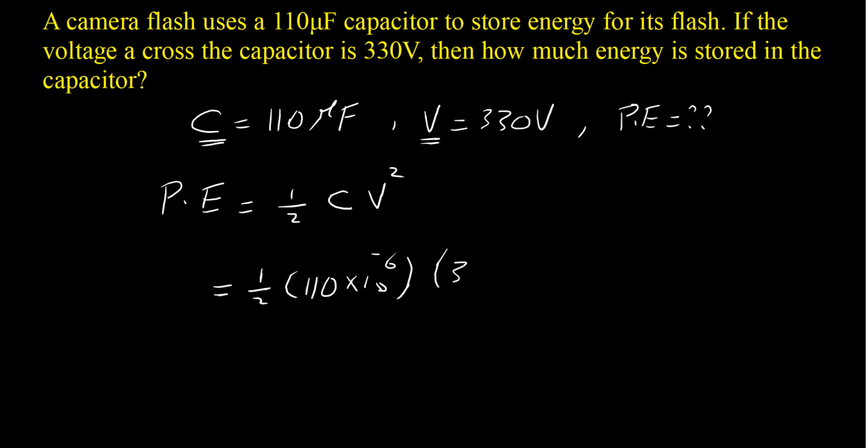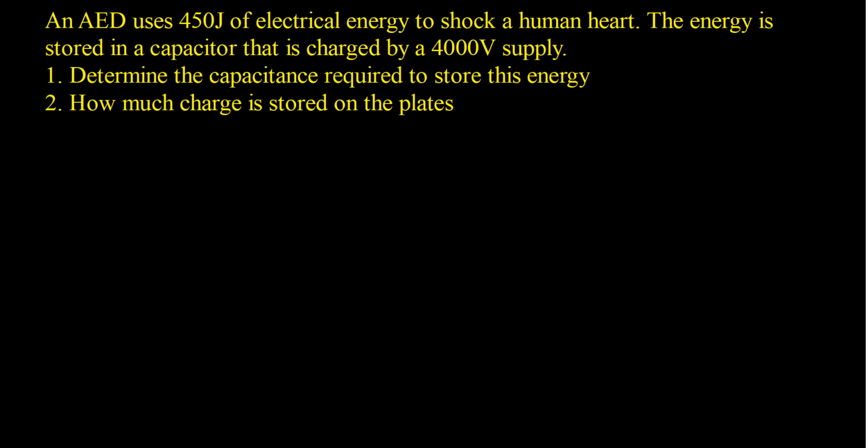Multiplied by 330. Just doing some math and calculation. Okay, that should give us 6 joule. That will be the energy stored in this camera flash capacitor. Okay, so let's go to the next video, or sorry, the next question.